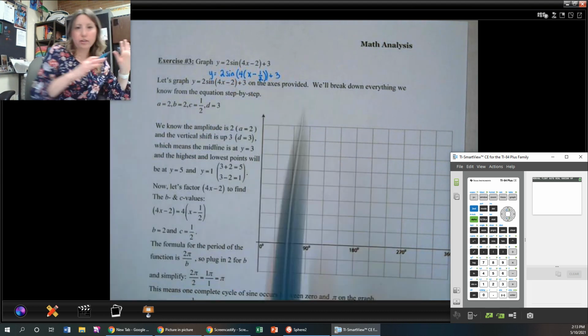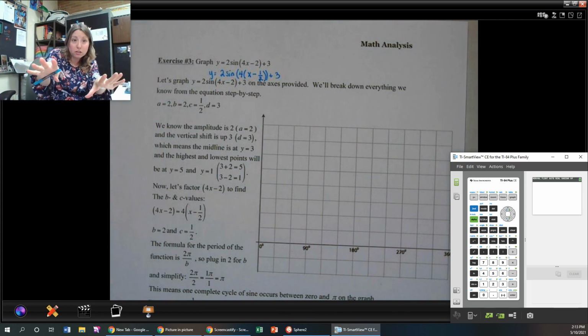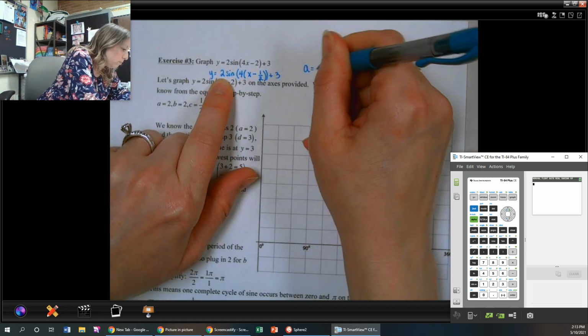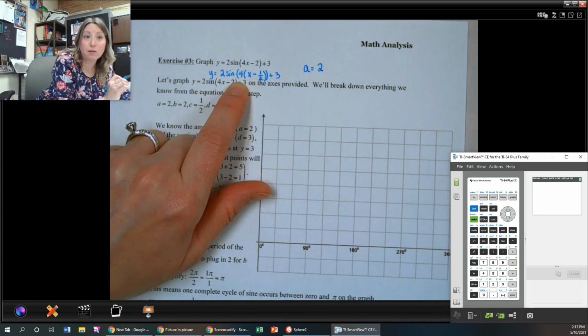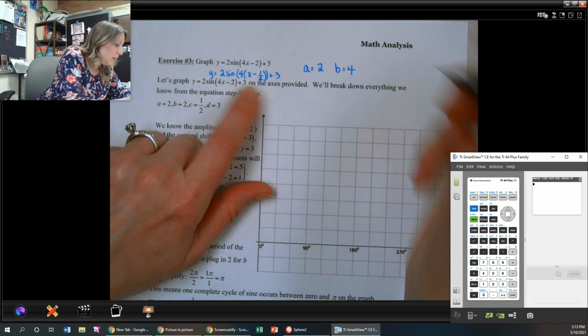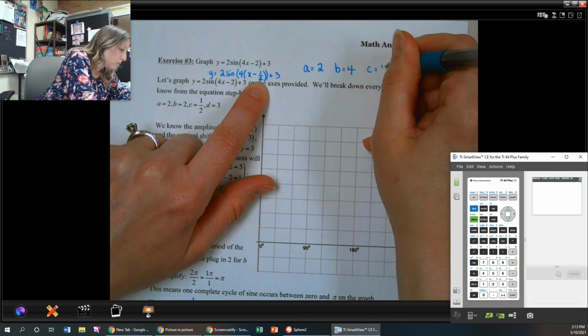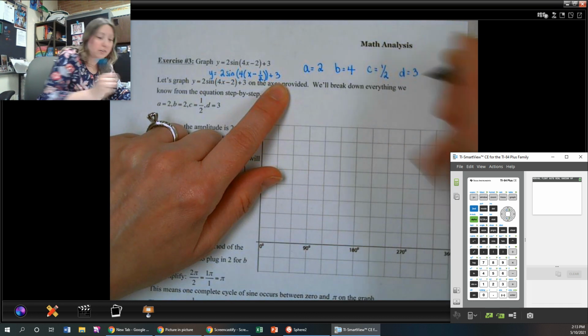Well, okay, so we've got a couple of pieces, right? So let's look at all of our pieces together, step by step. The A value is the number in front of sine, that's 2. So A is 2. The B value is the number we just GCF'd out front, so that's the 4. The C value is the opposite sign of what we got in here, so the C is 1/2. And the D value is that number right there at the end, the 3.